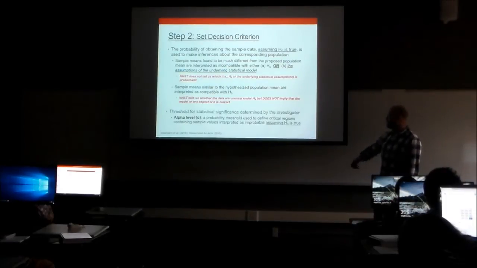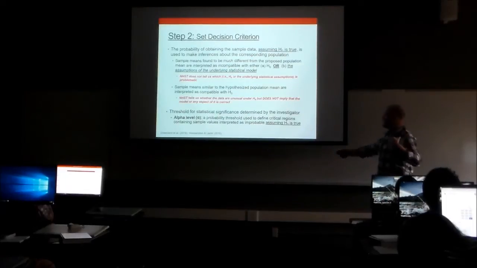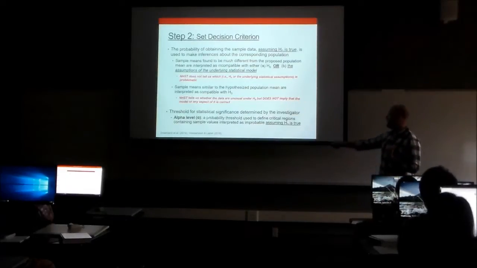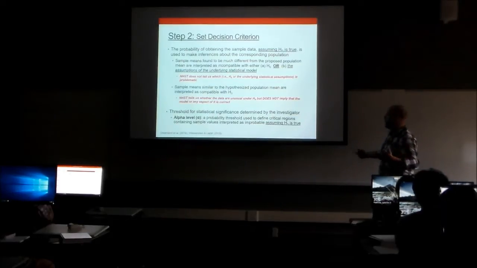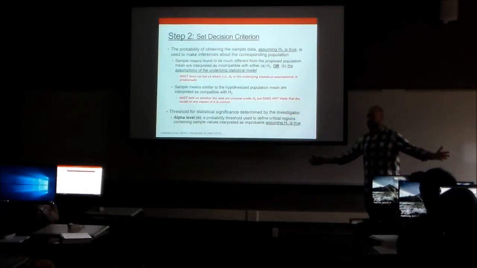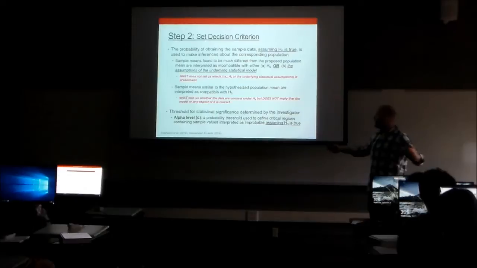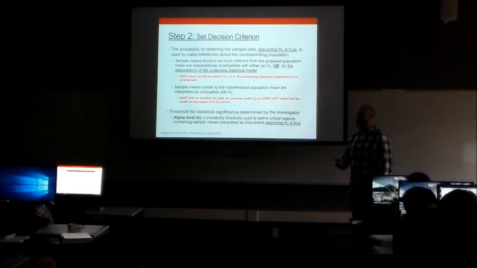Okay? So our threshold for statistical significance, determined by us, the investigator, mostly by convention, but to some degree us, is referred to as our alpha level. This is a probability threshold defining our critical regions. Okay? If we find sample values that extend beyond into the tails of our distribution, falling beyond these critical regions, we're interpreting this sample as implausible. Right? It would be unlikely for me to collect a sample with these characteristics, assuming that the null hypothesis is true.